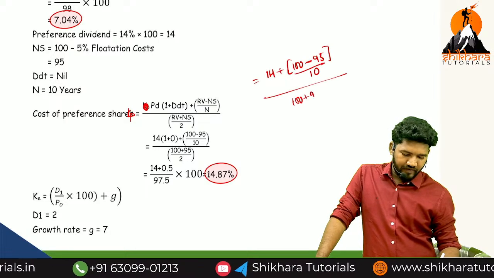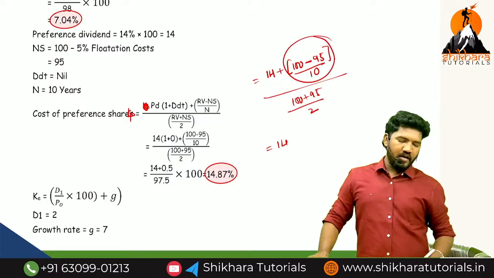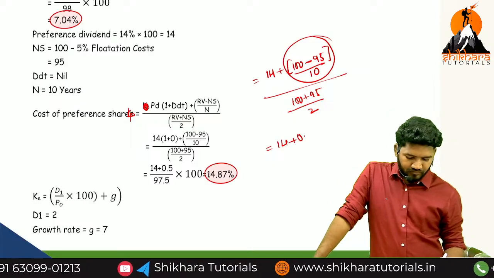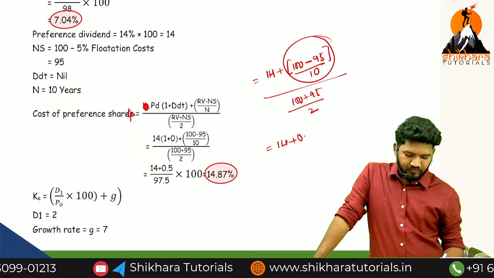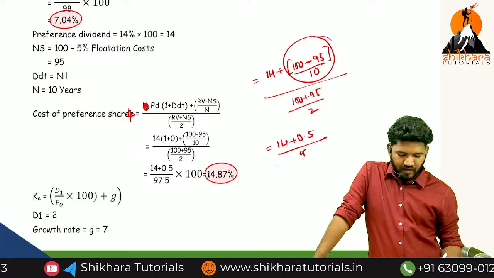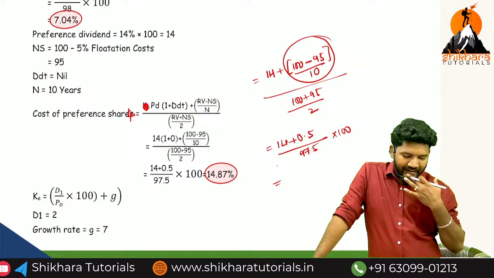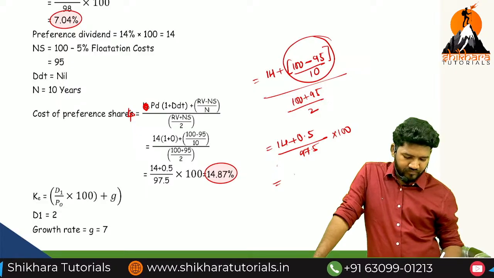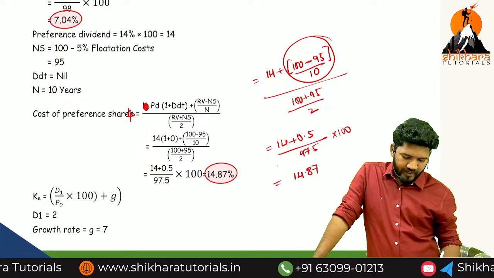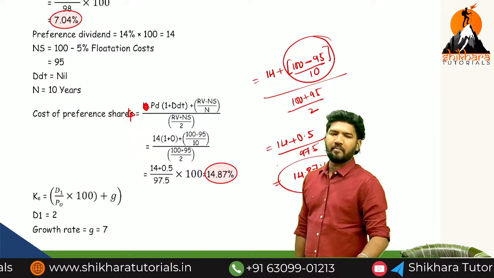100 plus 95 divided by 2. Now what about this, 100 minus 95 divided by 10? 0.05 or 0.5? 0.5 divided by average 97.5. 14.5 divided by 97.5 into 100 is 14.87%. Why are you taking this much time? 14.87%. Completed.